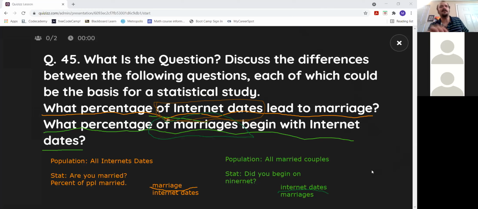But when they give that word "of," this is going to be your total. This is going to be your base, and so this should be the thing that you're drawing from. So what percentage of internet dates, we should be drawing from the people that have dated on the internet, and then we ask them, hey, are you married? And then this would be like drawing from the marriages and asking, hey, did you begin on the internet?